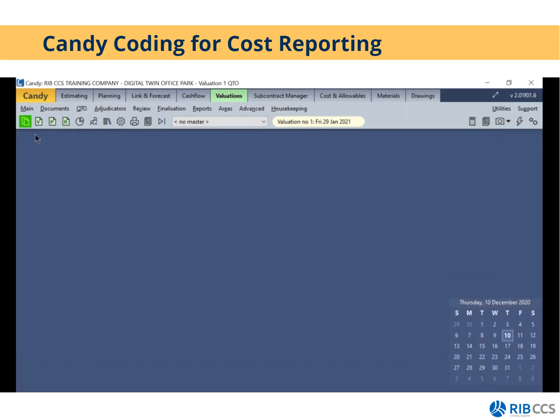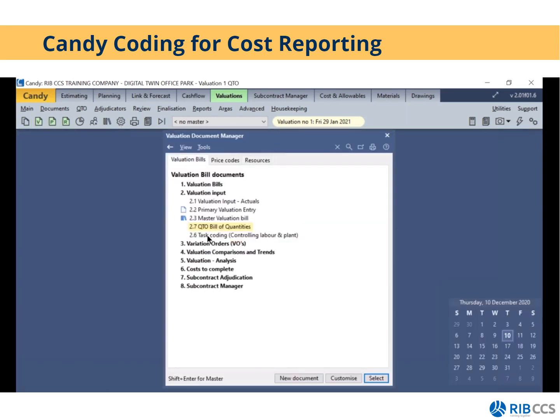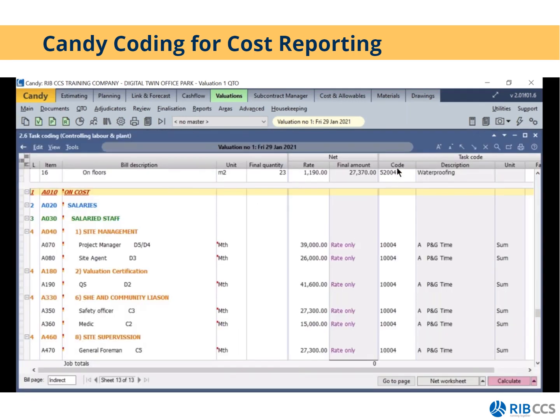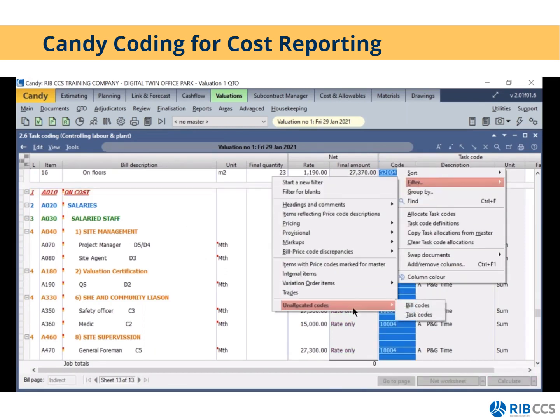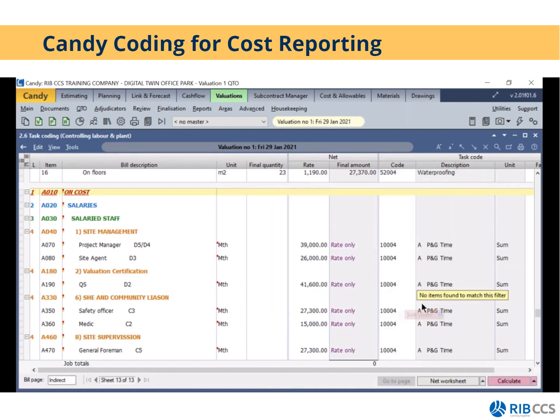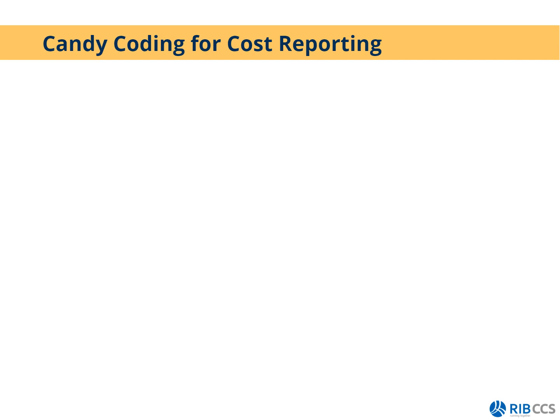Then I'm going to click on my document manager, go to valuation bills, and open my 2.6 task coding document. And I'm going to make sure the task codes are allocated to all bill items. So I'll right click on the task code column header, go to filter, unallocated task codes, and no items found. So I know this job is ready for cost reporting.